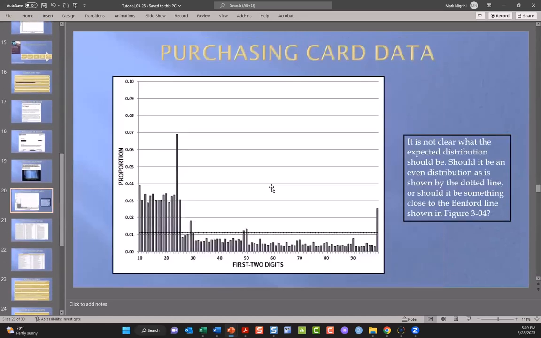And here is the purchasing card example. What we can see is that the sum of the numbers beginning with 24 is much bigger than all of its neighbors. And the sum of the numbers beginning with 99 is much bigger than all of its neighbors. So these two numbers are sticking out from the crowd. This is telling me that the numbers beginning with 24 and the numbers beginning with 99 are big.